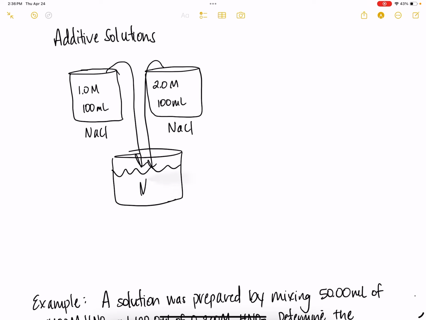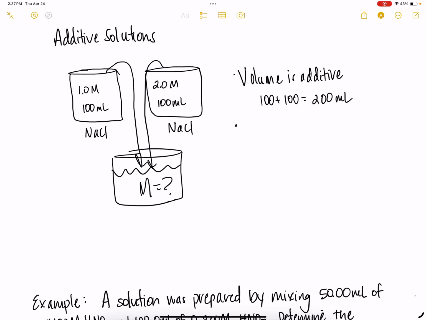How would I determine the molarity of the NaCl in this new beaker? Without doing any math here, this is just a conceptual discussion of the fact that when we're talking about adding solutions together, there are two quantities that are additive, and those two quantities are volume. And volume is additive because if you're going to mix 100 mils of one solution with 100 mils of a second solution, that would give you 200 milliliters overall. And so adding the volumes together would give me the total volume in the new container.